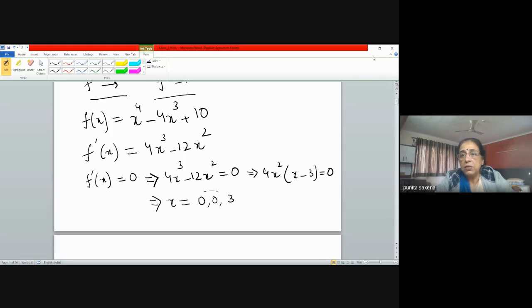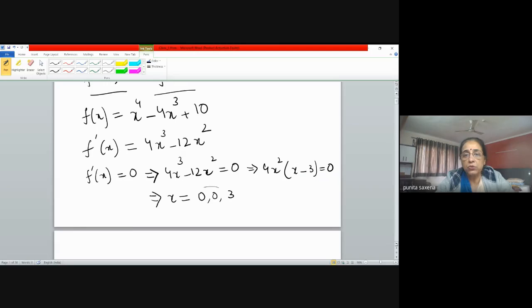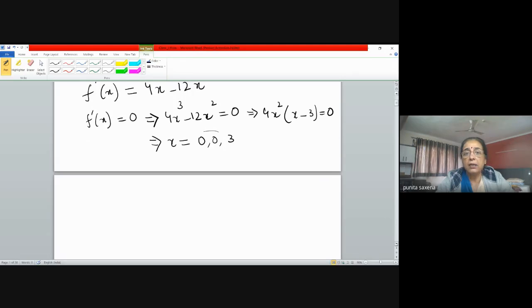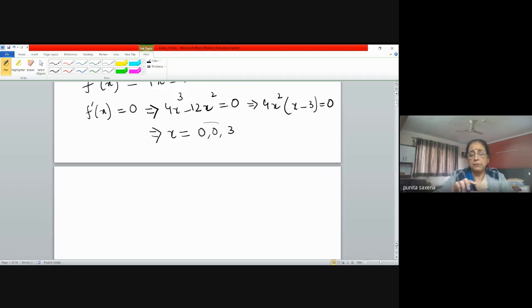So now, since I have 2 values of x, these x equal to 0 and x equal to 3 are the possible critical points. Okay. So that means they can be a point of maxima or minima depending upon how the derivative changes its sign while passing through 0 and 3. So we just identify the points where 0 and 3 lie. We look at the sign of f dash in these 3 intervals.